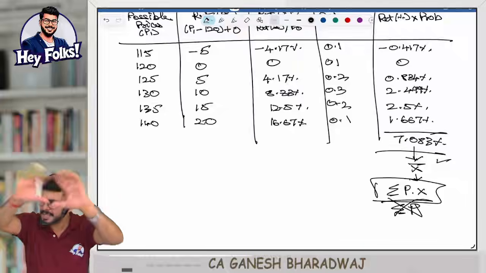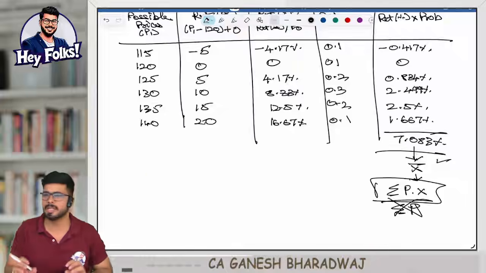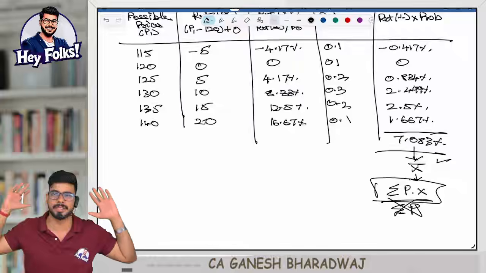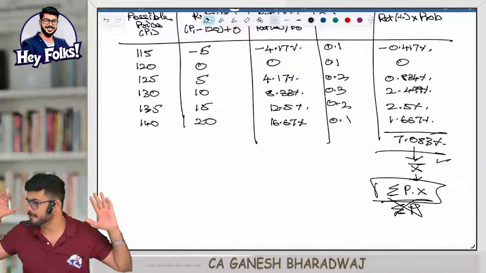So here everything is the same. Instead of taking a simple average, here you take a weighted average. But other than that, everything else is the same. Is this clear for everyone? Shall we do it now?